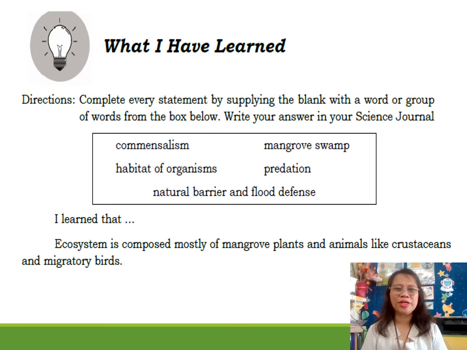Okay, what I have learned. Complete every statement by supplying the blank with a word or group of words from the box below. Write your answers. I learned that ecosystem is composed of mostly mangrove plants like crustaceans and migratory birds. Our next slide.